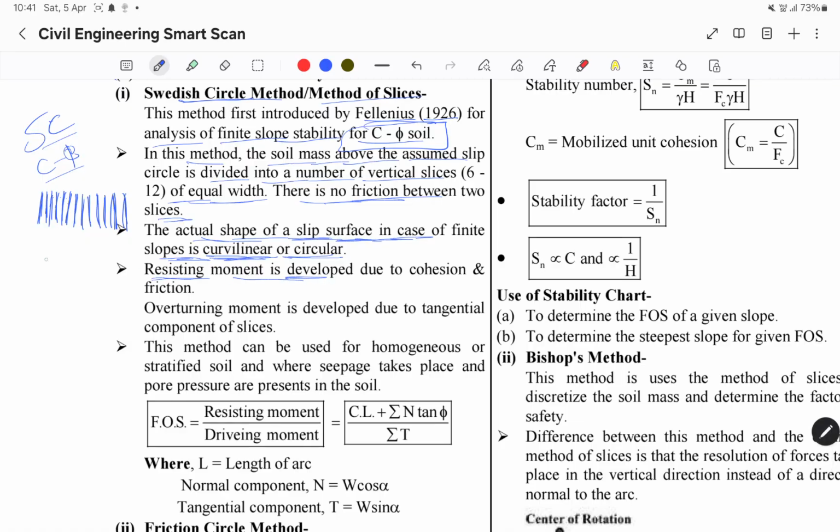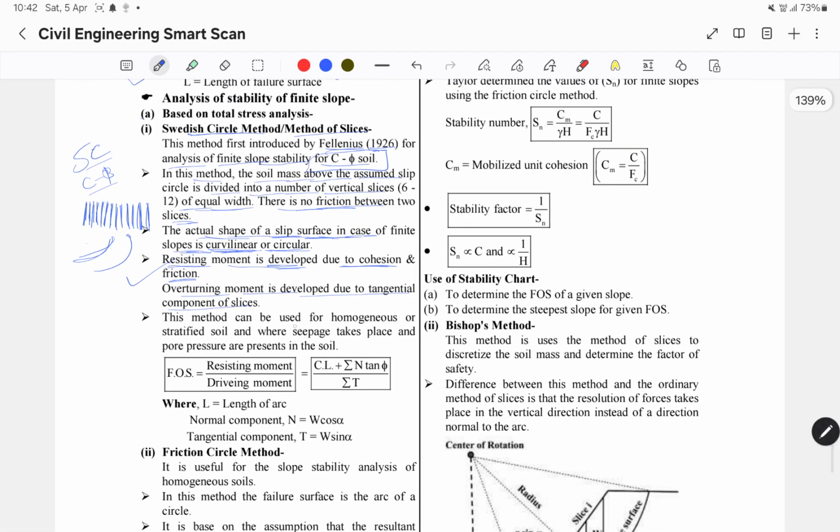Resisting moment is developed due to the cohesion and friction. Overturning moment is developed due to the tangential component of slices. This method can be used for homogeneous and stratified soil where seepage takes place and pore pressures are present in soil.